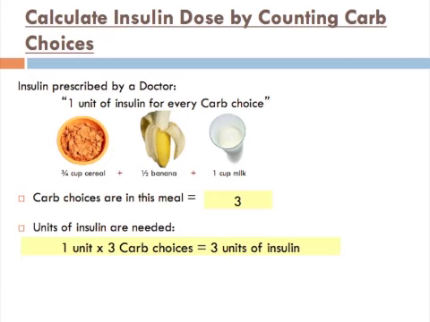So for example, let's say that the doctor has prescribed 1 unit of rapid-acting insulin, such as Humalog or Novolog or Apidra, for every carbohydrate choice. And the patient has 3/4 cup of cereal, a half of a banana, and 1 cup of milk. So there are 3 carb choices in front of us. And if you want to use carb choices to determine an insulin dose, then the patient will get 1 unit for every carb choice, that means the patient will need 3 units of rapid-acting insulin to cover the food that they're eating.